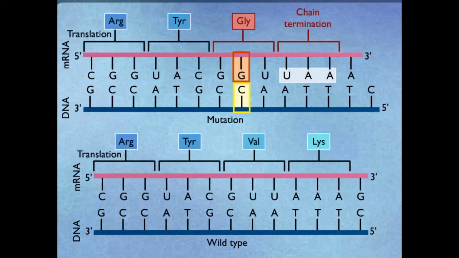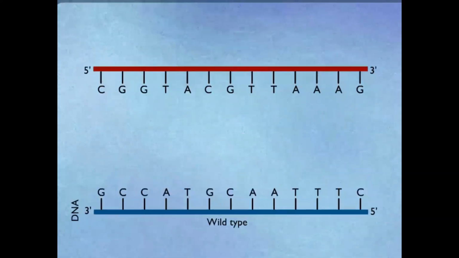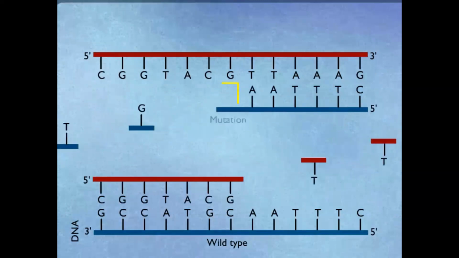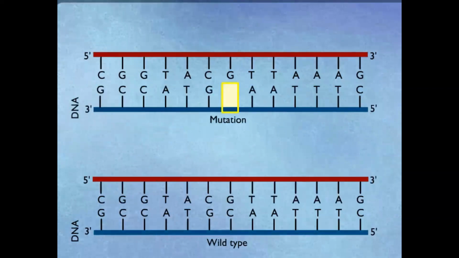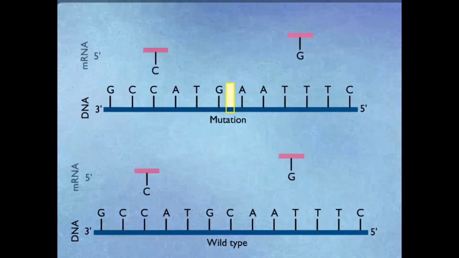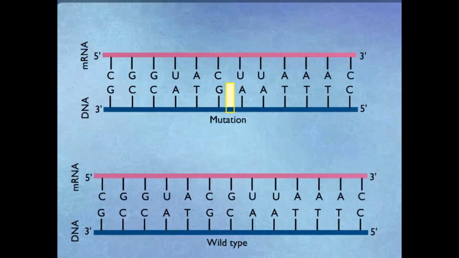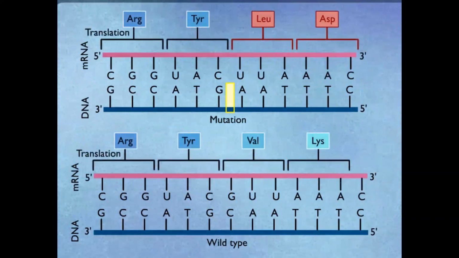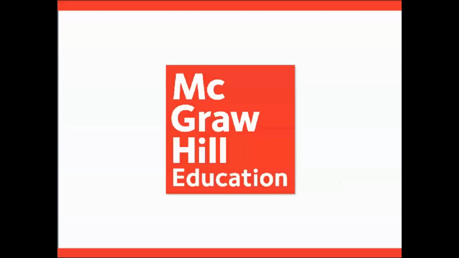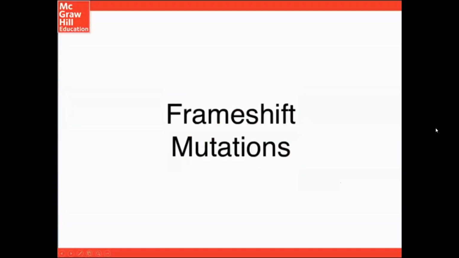Another type of frameshift mutation occurs when a nucleotide is deleted during DNA replication. Deletion of a nucleotide in DNA results in a change in the codons in messenger RNA from the point of the deletion onward. The deletion changes the sequence of amino acids inserted into the protein. Okay, so that just shows you a little animation.